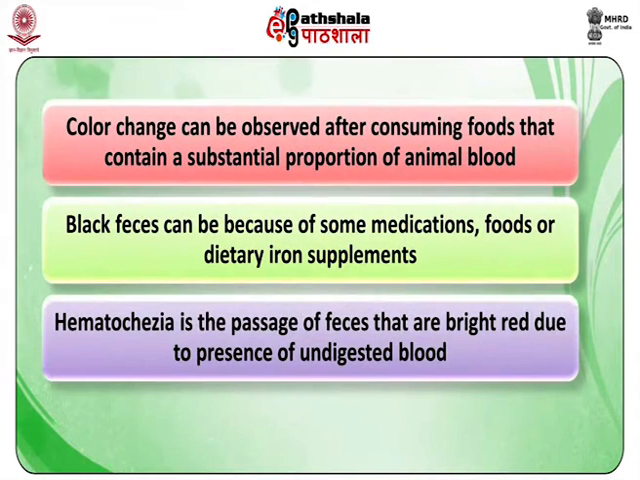The same color change can be observed after consuming foods that contain a substantial proportion of animal blood, such as black pudding. The black feces can also be because of some medications, such as iron supplements. Hematochezia is similarly the passage of feces that are bright red due to the presence of undigested blood, either from the lower digestive tract or from a more active source in the upper digestive tract.